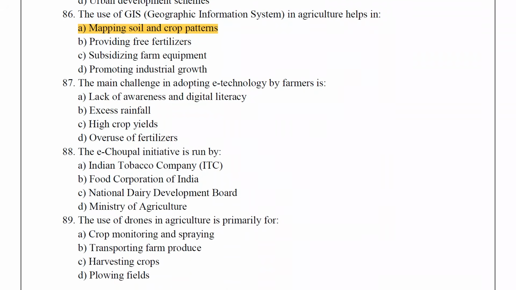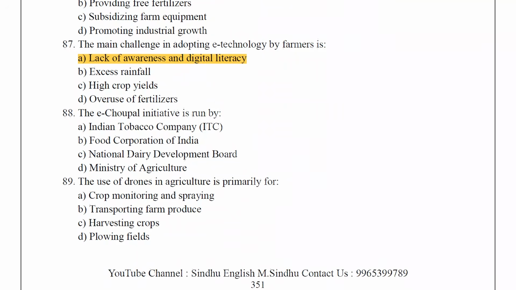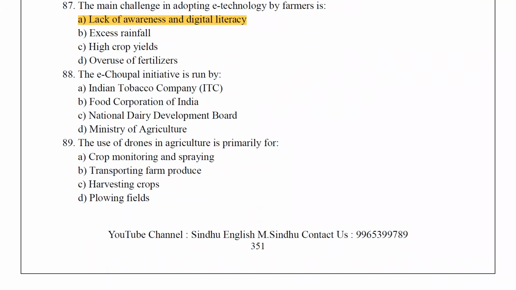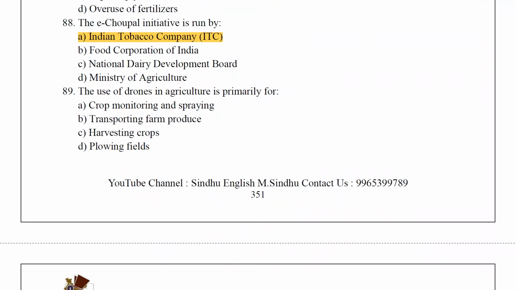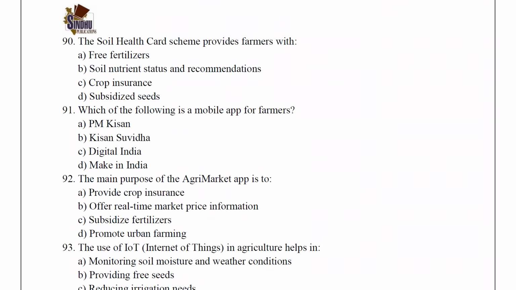The main challenge in adopting e-technology by farmers is lack of awareness and digital literacy. The e-Choupal initiative is run by Indian Tobacco Company. The use of drones in agriculture is primarily for crop monitoring and spraying. The Soil Health Card Scheme provides farmers with soil nutrient status and recommendations.